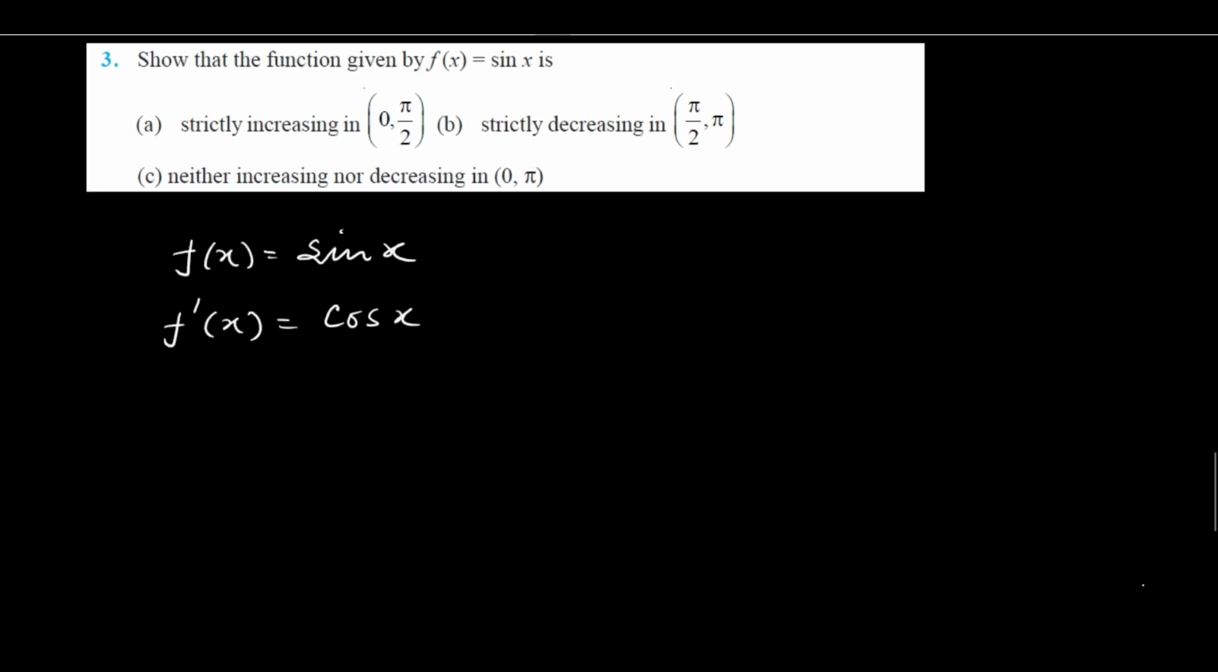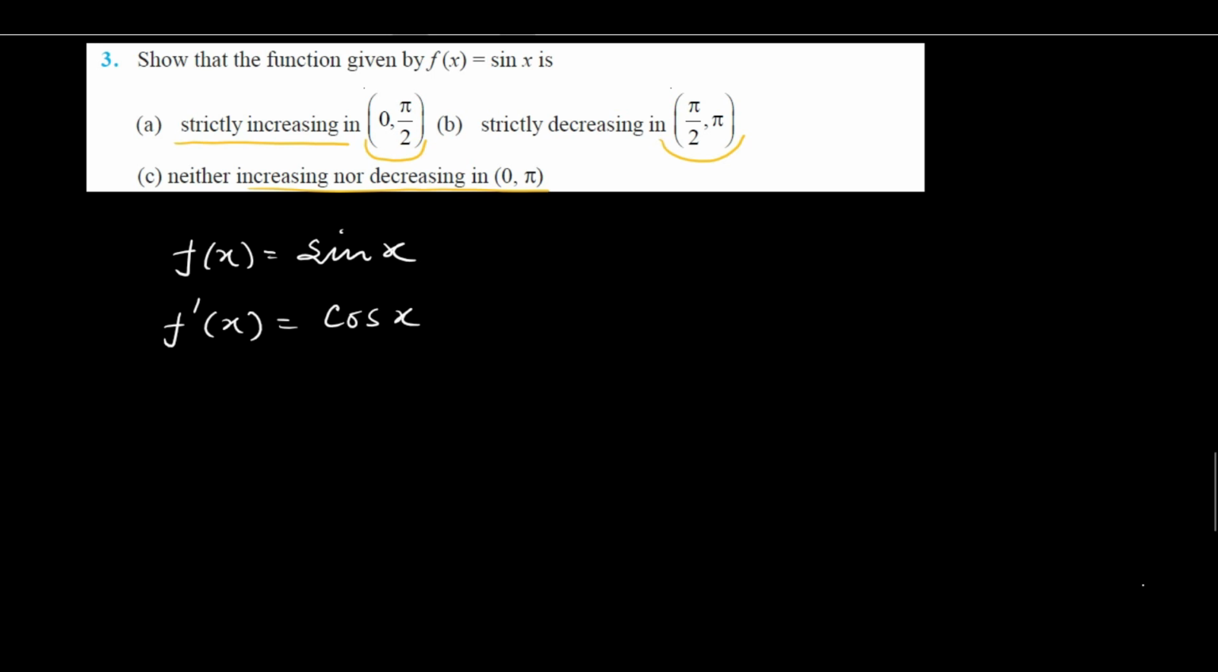Now see, it's a very important question. Here f(x) = sin x. Now find f'(x). f'(x) means cos x. The derivative of sin x is cos x. Now the question is: is the function strictly increasing in 0 to pi by 2, strictly decreasing in pi by 2 to pi, and neither increasing nor decreasing in 0 to pi?